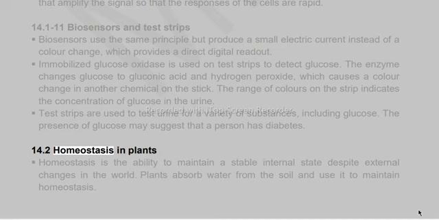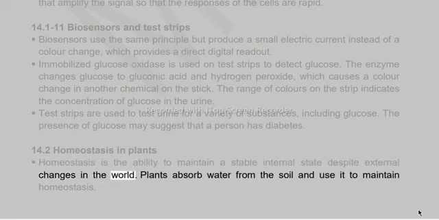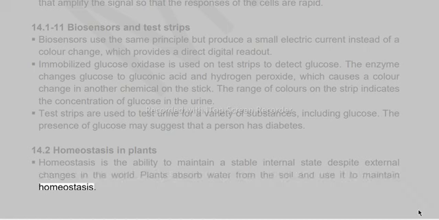14.2 Homeostasis in plants. Homeostasis is the ability to maintain a stable internal state despite external changes in the world. Plants absorb water from the soil and use it to maintain homeostasis.